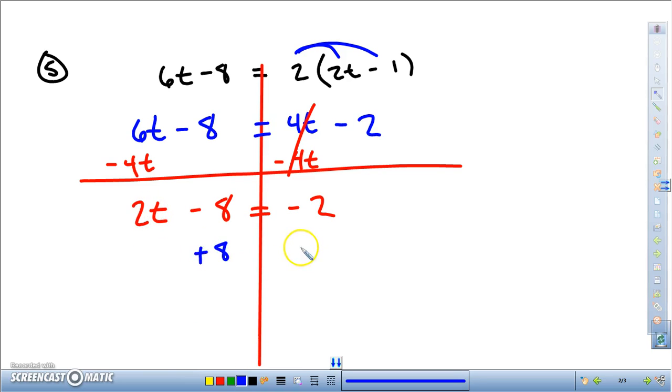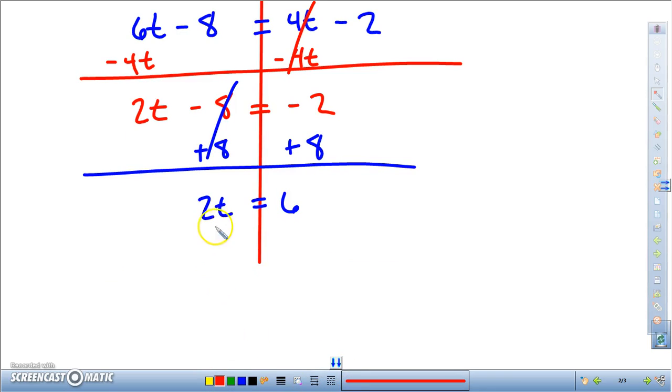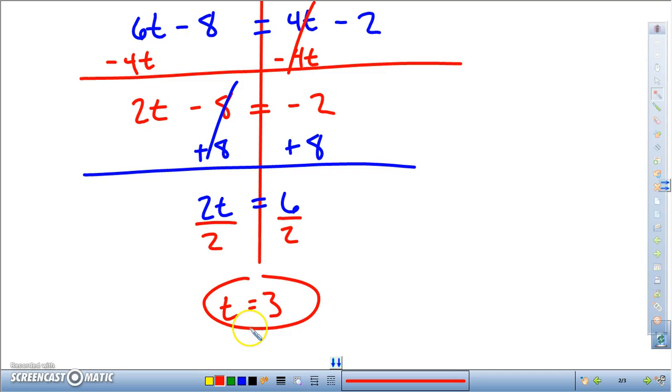Add 8 to isolate the variable term. That's going to cancel. 2t comes down. -2 plus 8 is +6. Last step here is to divide both sides by 2. t is equal to 3.